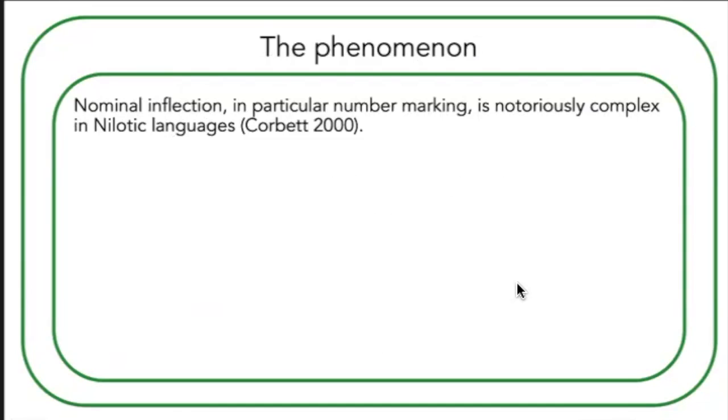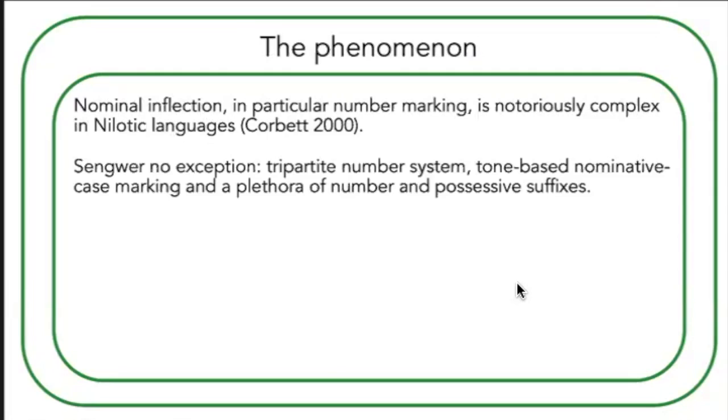So what is the phenomenon that I'm going to talk about? We're going to be talking about morphology and phonology, and a lot about nominal inflection. Nominal inflection in Nilotic languages is notoriously complex. There are a variety of suffixes and processes which make nominal inflection quite difficult to understand and analyze. And Sengwer is no exception. It has a tripartite number system, a tone-based nominative case marking system, and a variety of suffixes for number, both singular and plural, demonstrative suffixes, anaphoric suffixes, possessives, etc.